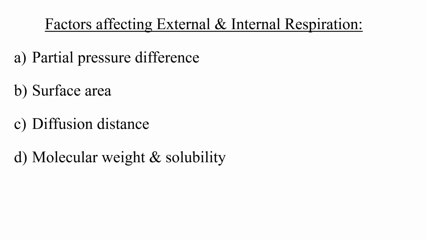And next we'll be dealing with the different factors which are affecting the external and internal respiration. The first one is the partial pressure difference that we had already discussed. Second is the surface area. Third is the diffusion distance, and fourth is the molecular weight and solubility. In case of partial pressure difference, the rate of diffusion is faster when the difference between partial pressure of oxygen in alveolar air and pulmonary capillaries of the blood is larger. Diffusion is slower when the difference is smaller.